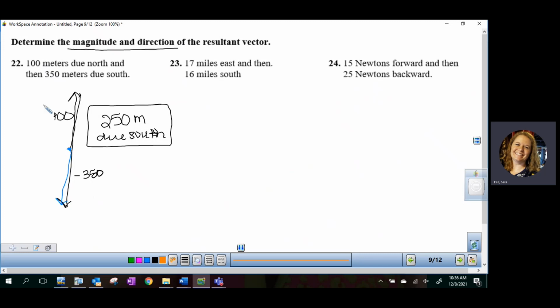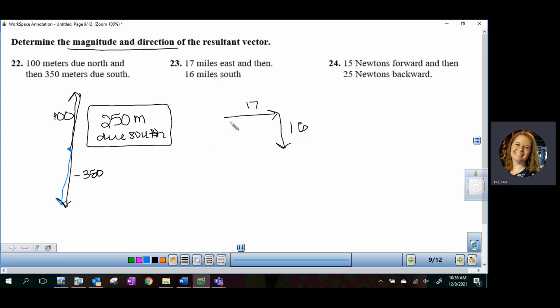Now, some of them are simple like that. Some of them may create a triangle. Some of them are a little tougher. Some of them might create a right angle and you have a right triangle. So it just depends on what we're given. So that's why I always sketch it up. So 17 miles east, so that's to the right. And then 16 miles south, so that's straight down.